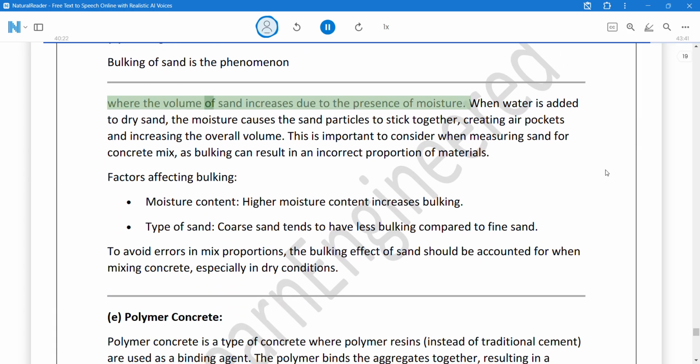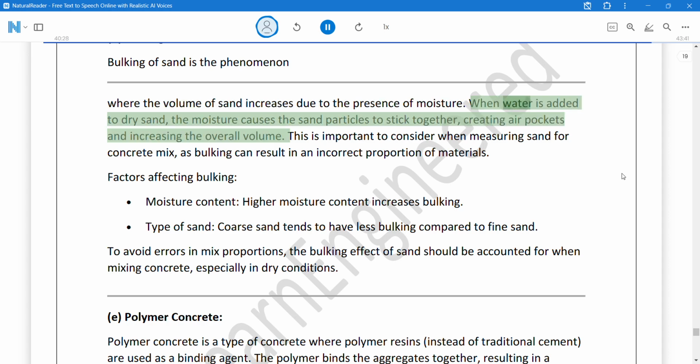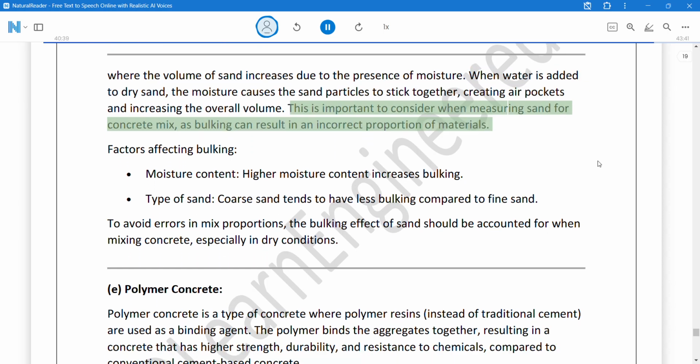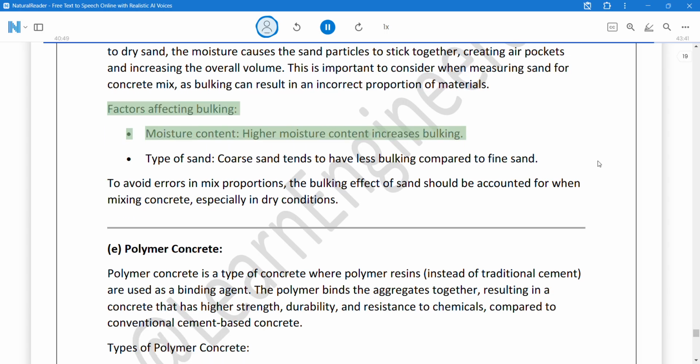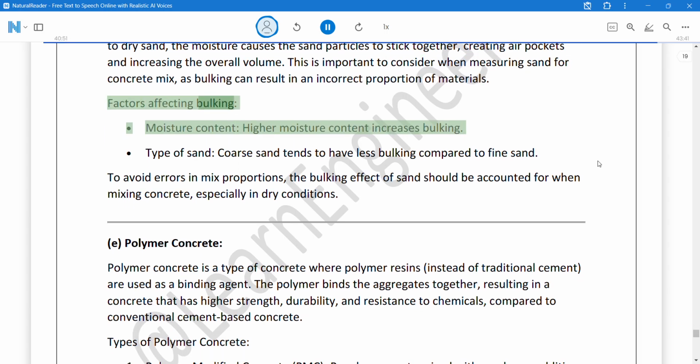Bulking of sand. Bulking of sand is the phenomenon where the volume of sand increases due to the presence of moisture. When water is added to dry sand, the moisture causes the sand particles to stick together, creating air pockets and increasing the overall volume. This is important to consider when measuring sand for concrete mix, as bulking can result in an incorrect proportion of materials.